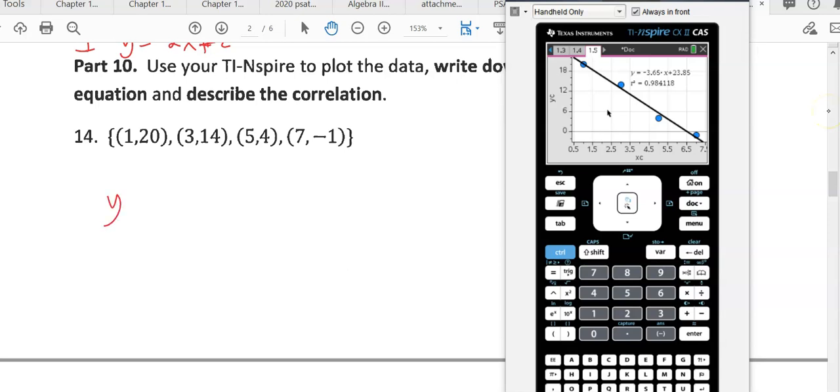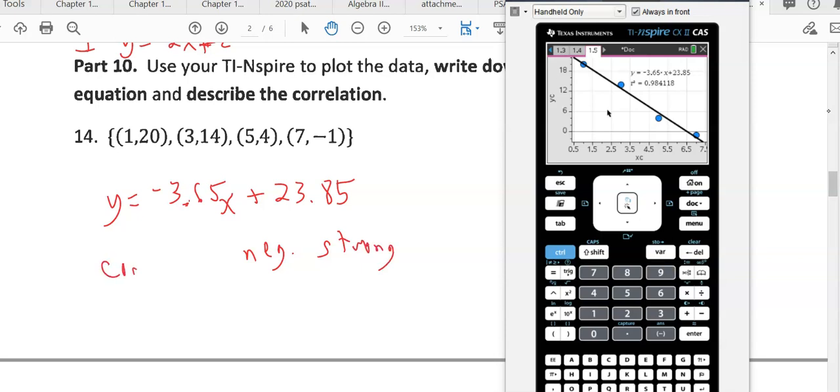So if you want the equation, y equals negative 3.65 x plus 23.85. And again, just describe it. It is negative and strong. That's what the correlation is.